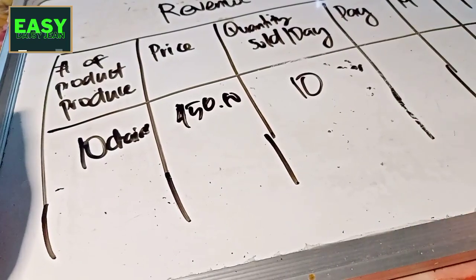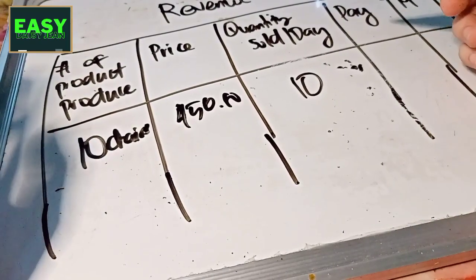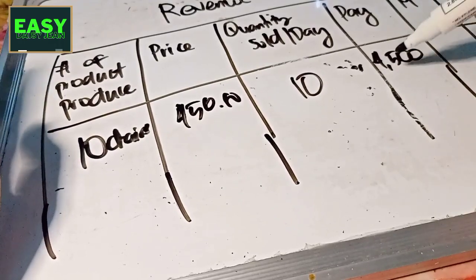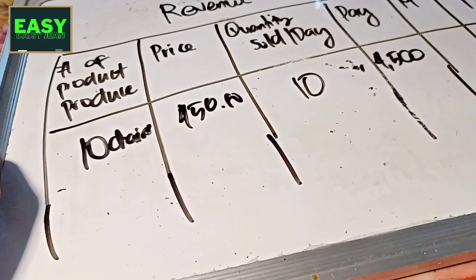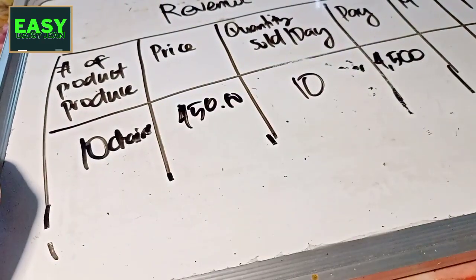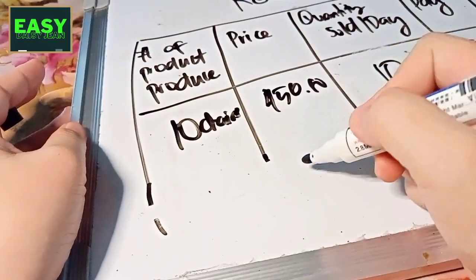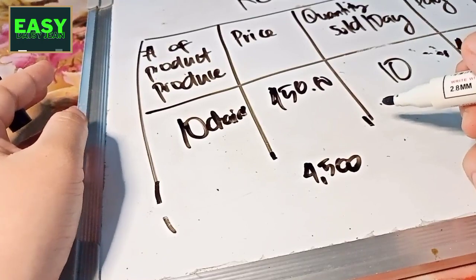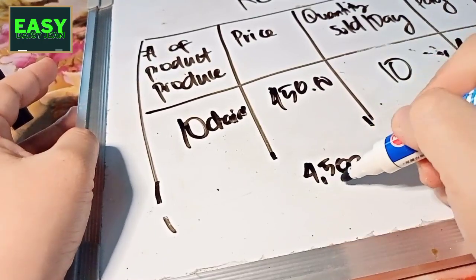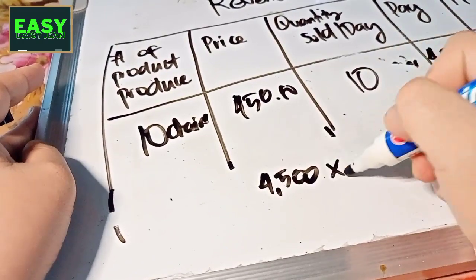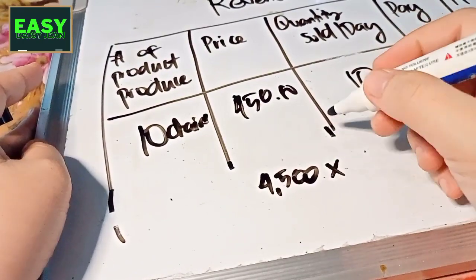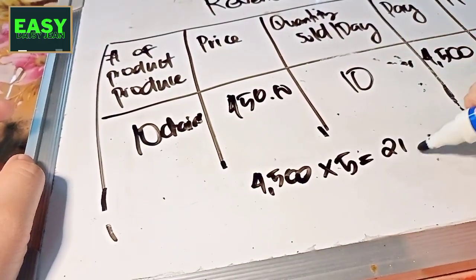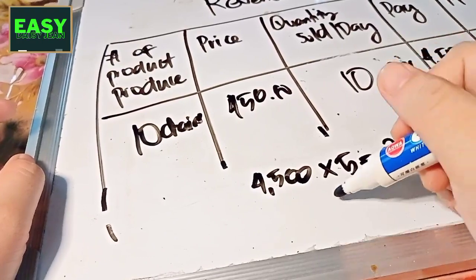And then how much will be the amount per day sold? So it's 4,500. Before we proceed with the months, how many days will you operate within a week? Because the 4,500 is per day. So let us assume that you will operate for 5 days. So for the 5 days, you have 22,500.